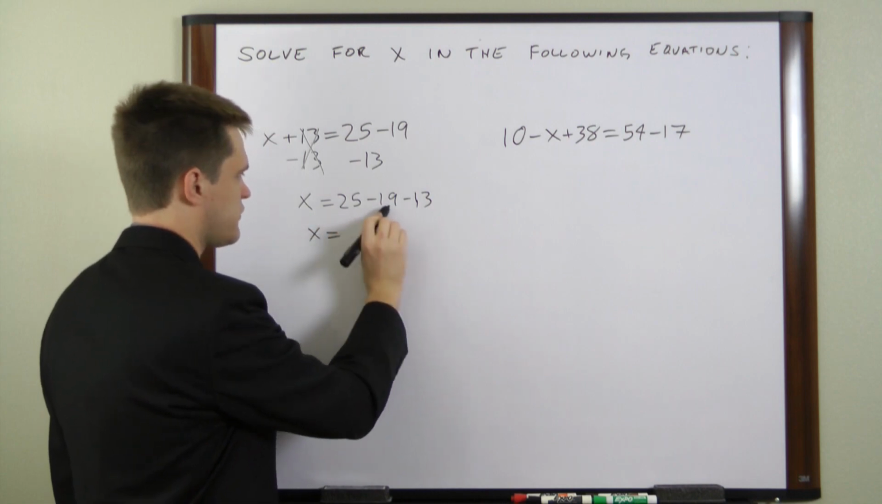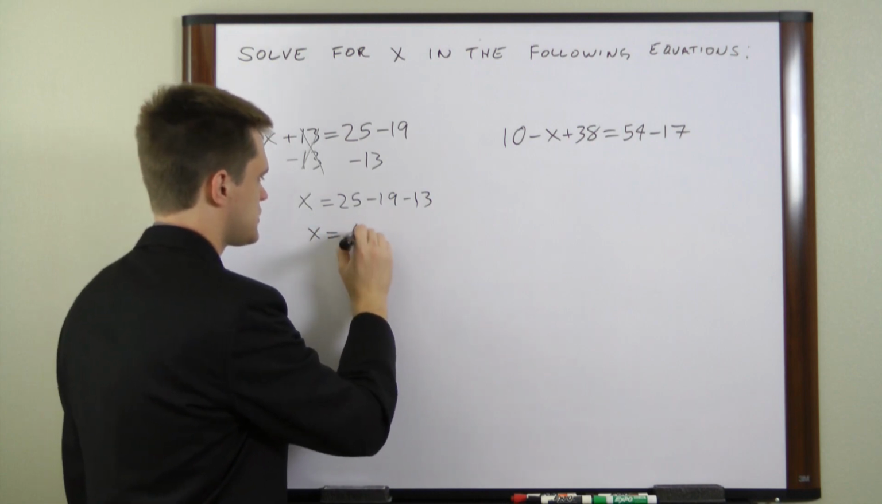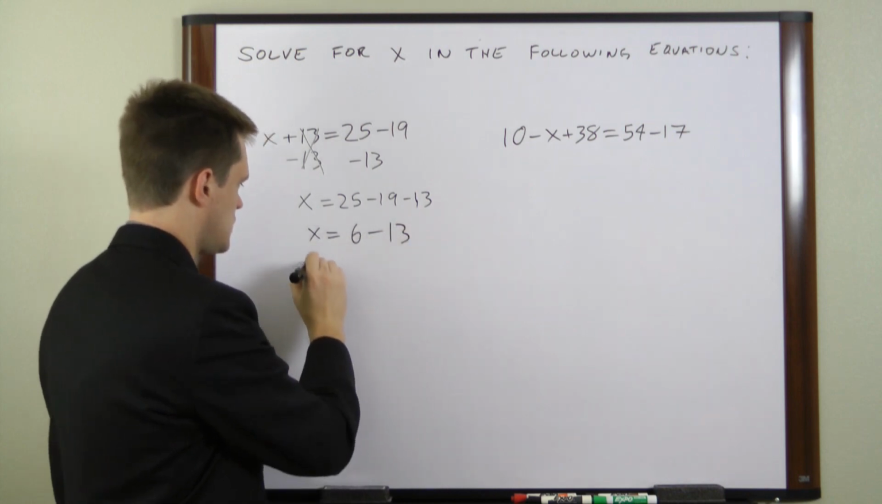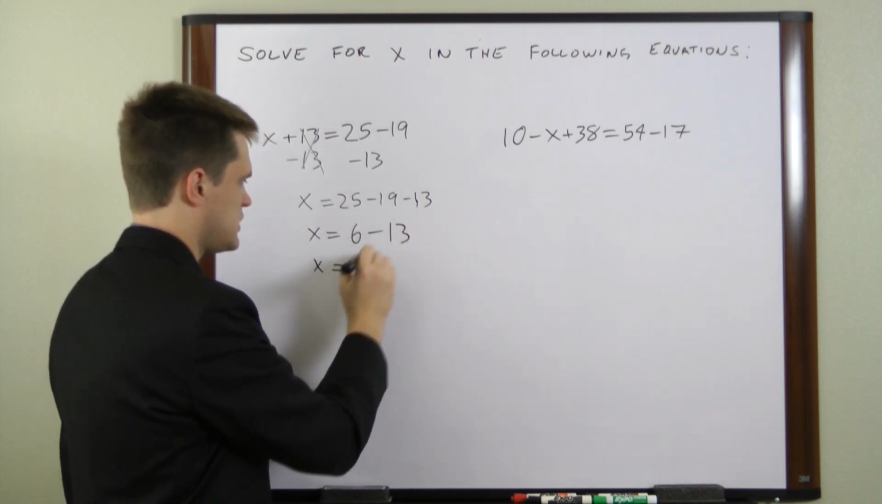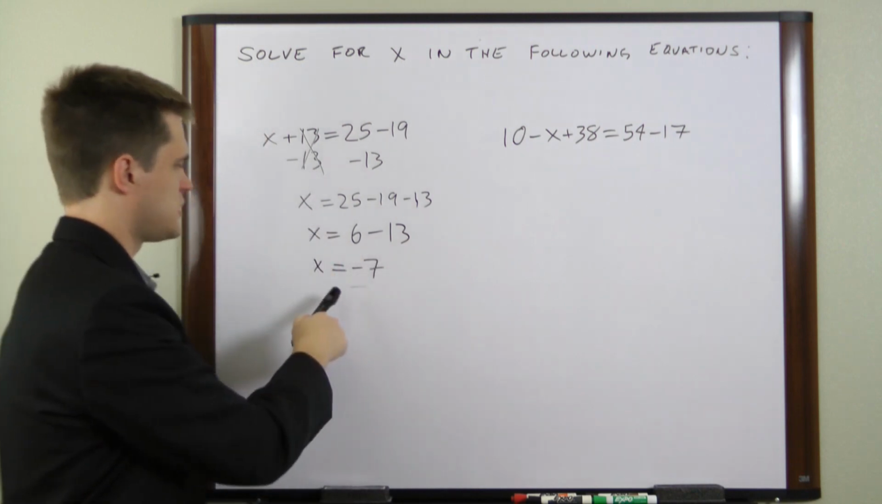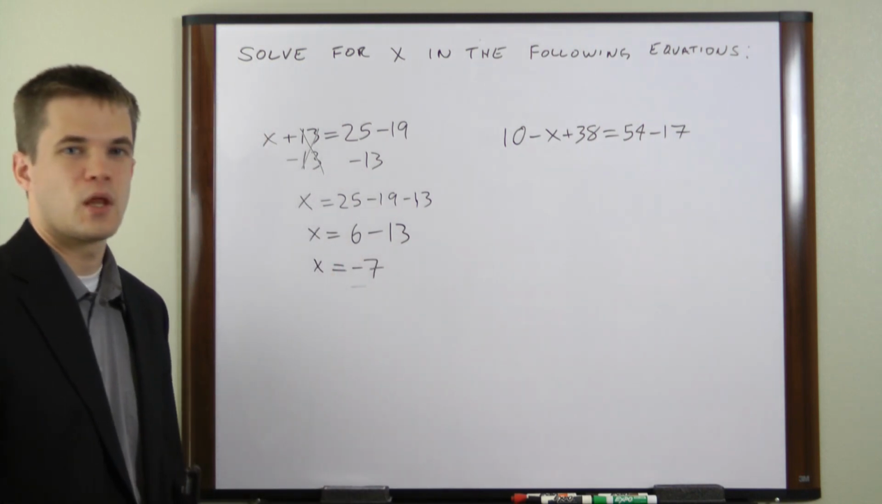So let's do these one at a time. X equals 25 minus 19 is 6. So x equals 6 minus 13. And 6 minus 13 equals negative 7. So in this equation, x equals negative 7.